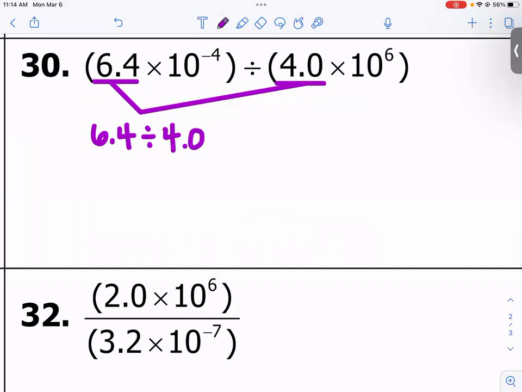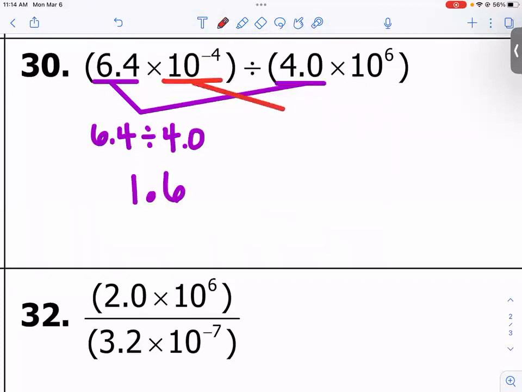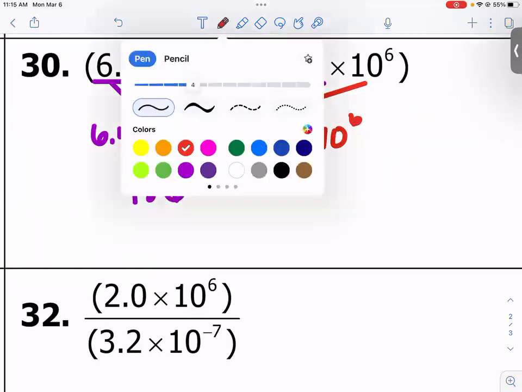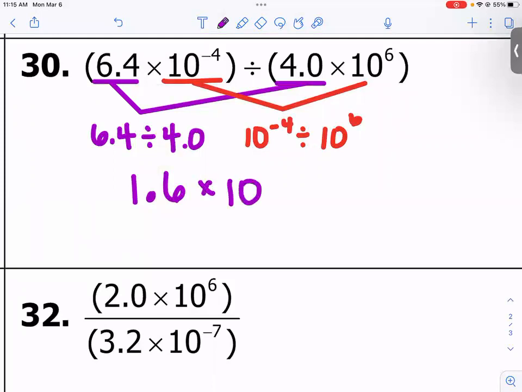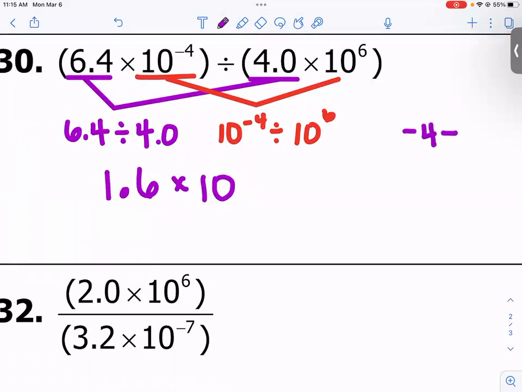Okay, how about number 30? Let's take 6.4 divided by 4. Then we have 10 to the negative 4th divided by 10 to the 6th. We need to subtract our exponents. You do have a calculator, but just in case, this is negative 4 minus 6. What is that? Negative 10.